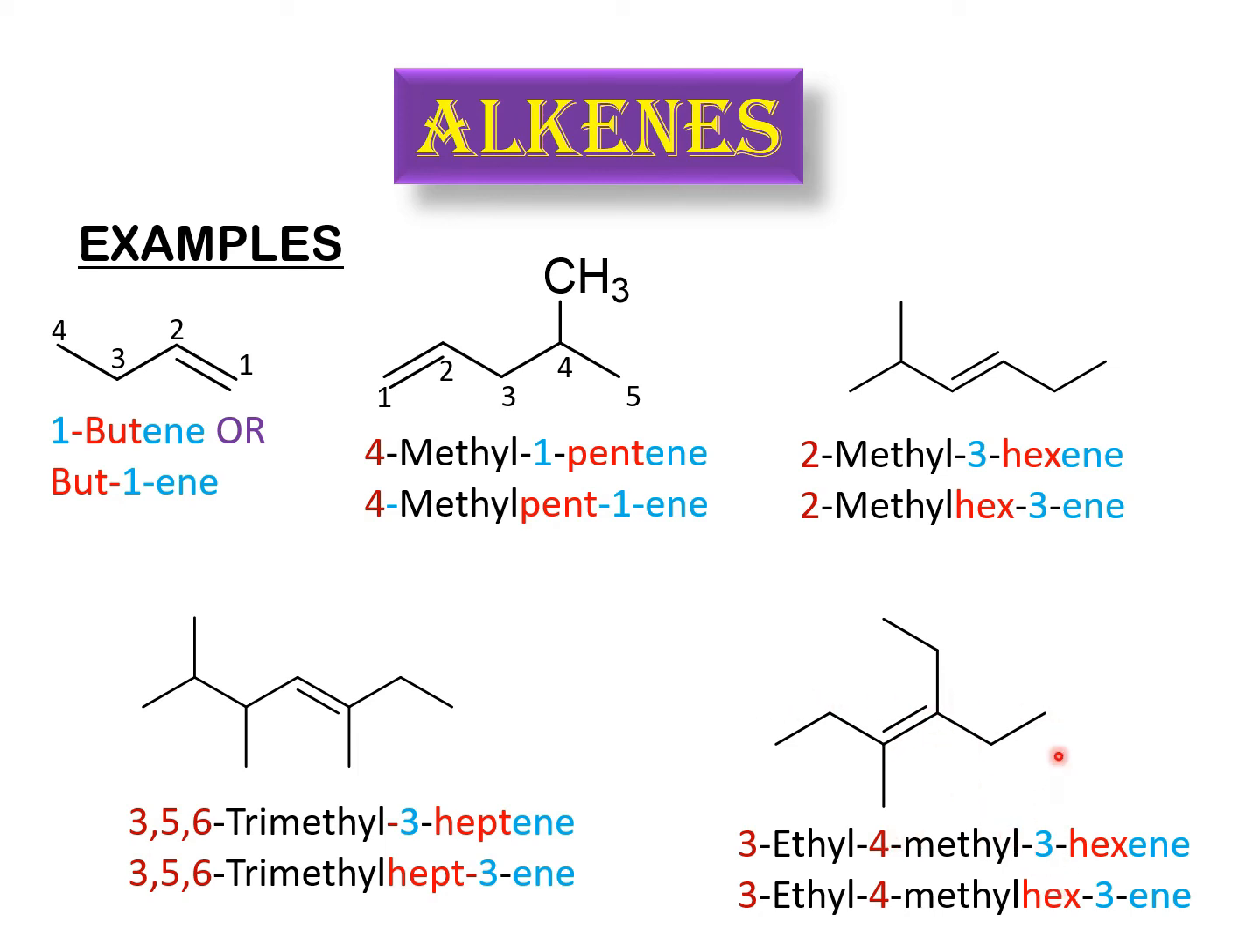We have 6 carbons in the chain. It's a 3-hexene, 3-ethyl 4-methyl 3-hexene, or 3-ethyl 4-methyl hex-3-ene. This is how you name simple alkenes.